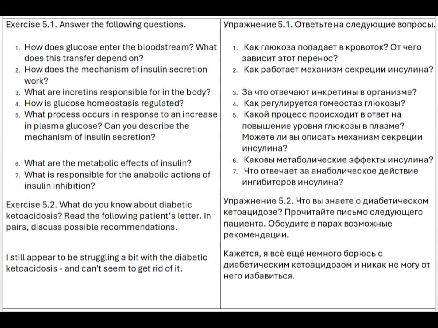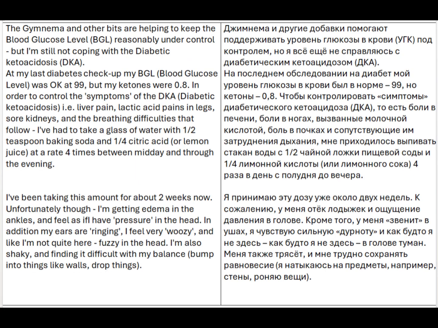I still appear to be struggling a bit with the diabetic ketoacidosis, and can't seem to get rid of it. The gymnema and other bits are helping to keep the blood glucose level, BGL, reasonably under control, but I'm still not coping with the diabetic ketoacidosis, DKA. At my last diabetes checkup, my BGL was okay at 99, but my ketones were 0.8.